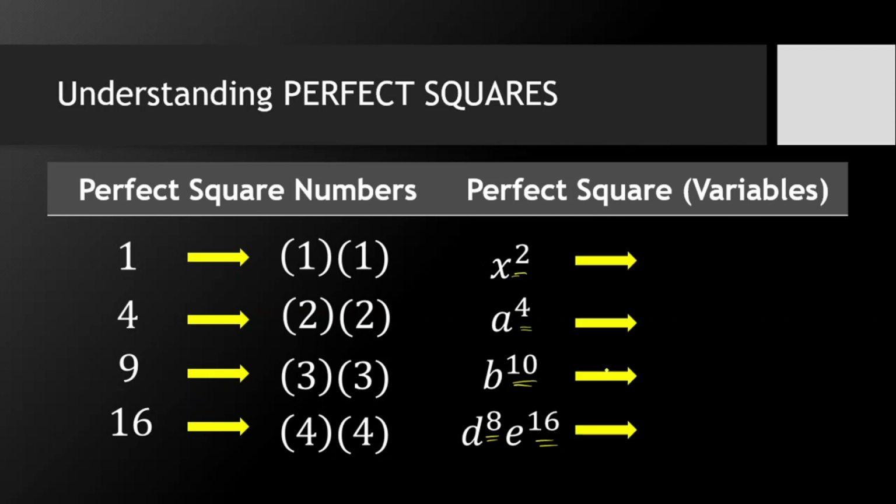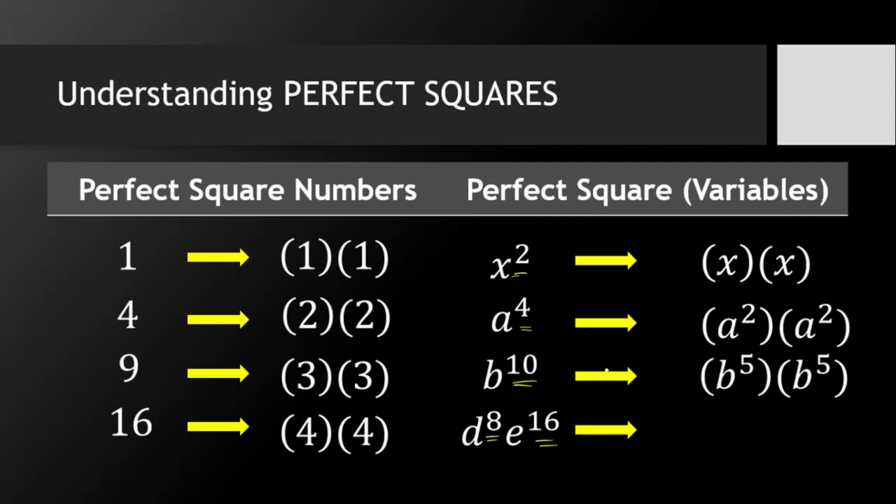They are the result of multiplying two similar variables, such as x times x for x squared, a squared times a squared for a raised to 4, b raised to 5 times b raised to 5 for b raised to 10, and for the last expression, d raised to 4 e raised to 8 times d raised to 4 e raised to 8.